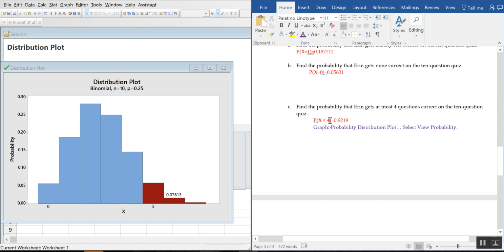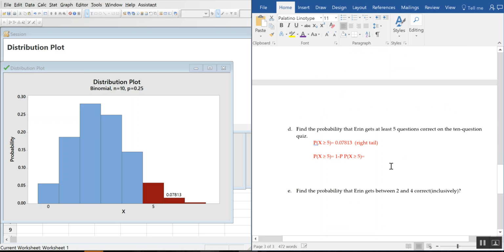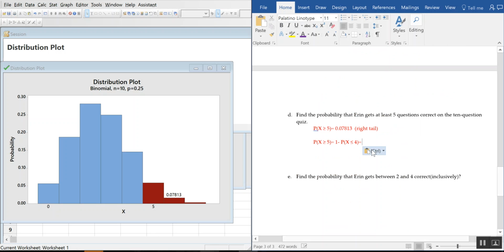I screwed up. I want this guy. That x is less than or equal to 4. Sorry, which your Calc menu will do.